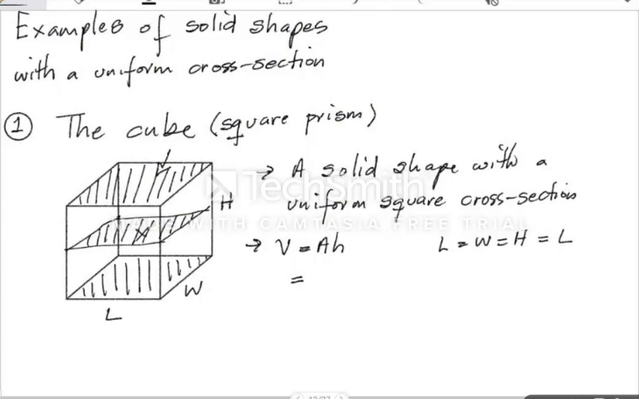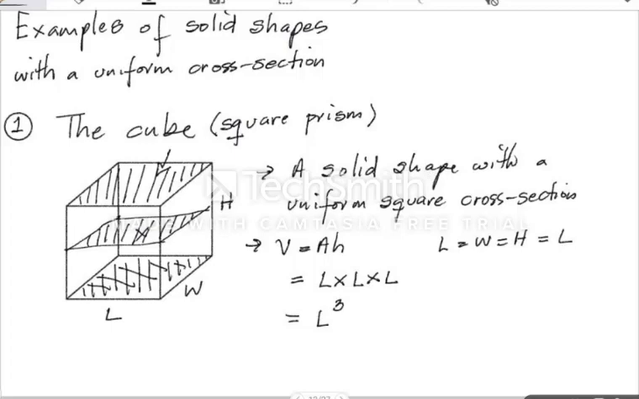And as you can see, the cross section here, at the bottom, the uniform cross section, is a square. So the area of the square is length times length, now times the height. But for the cube, the length is equal to the width, which is also equal to the height. So the area of the cross section, which is length times length, multiplied by the height, which is also length. So the volume of a cube is length cubed.